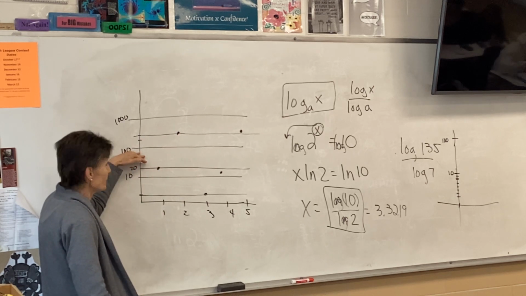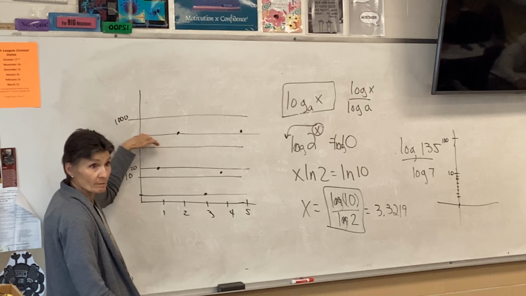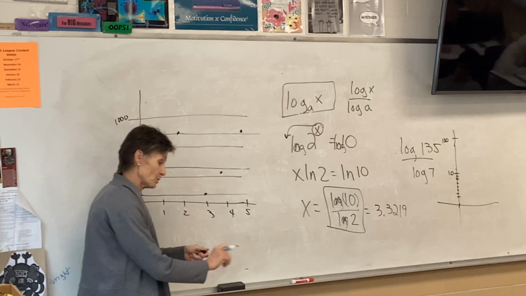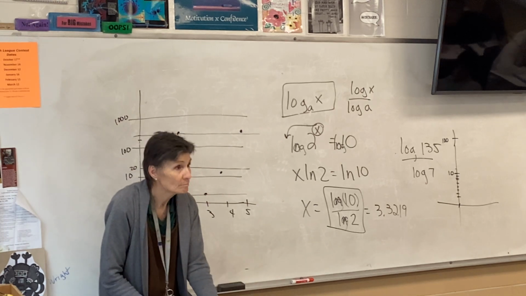So here's 100. The first line above it is 200, and then the next one's 300. You guys got this figured out? It's brand new. You got it. You're amazingly brilliant people. Okay, 2-9 will be due on Monday.